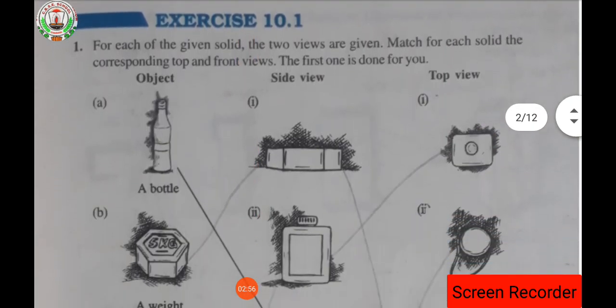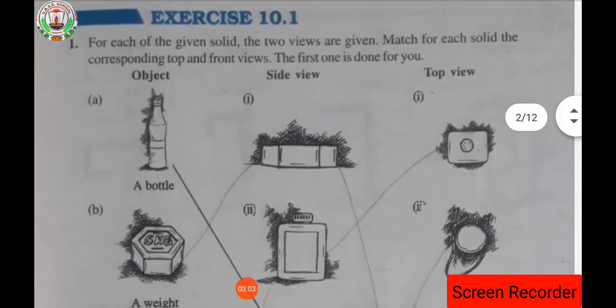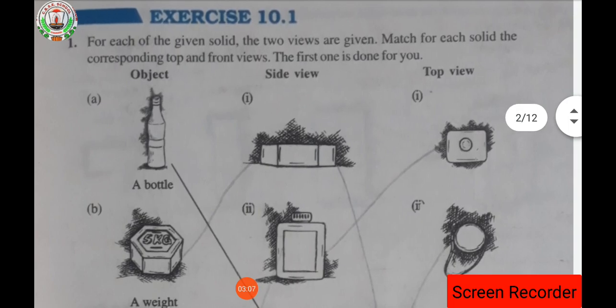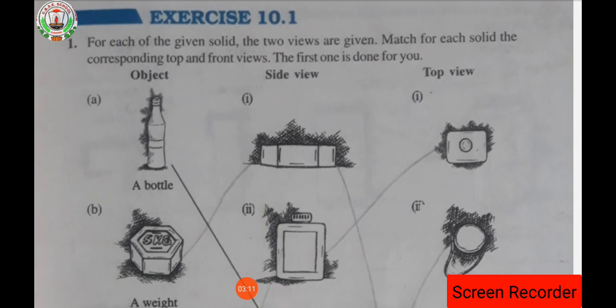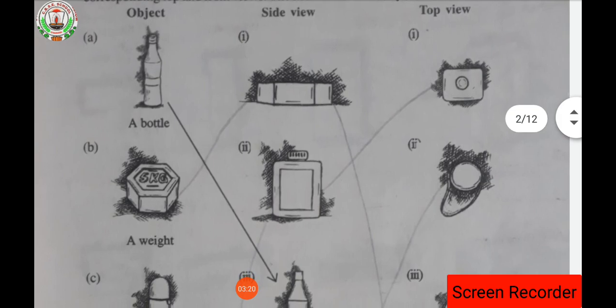Then 10.1. No definition will be there for this chapter, we will only go through the questions. In 10.1, for each of the following solids the two views are given. Match for each solid the corresponding top and front view. The first one is done for you, that means as an example the first one is already done in the book.